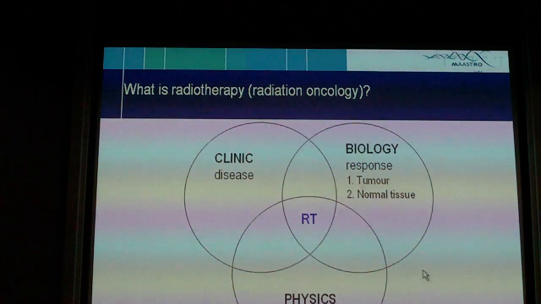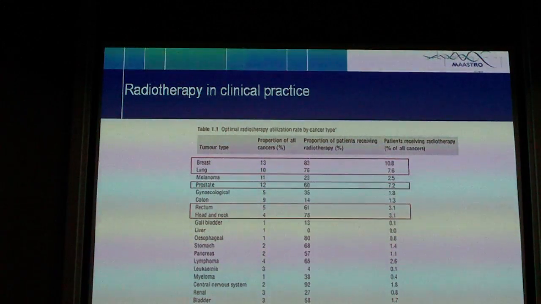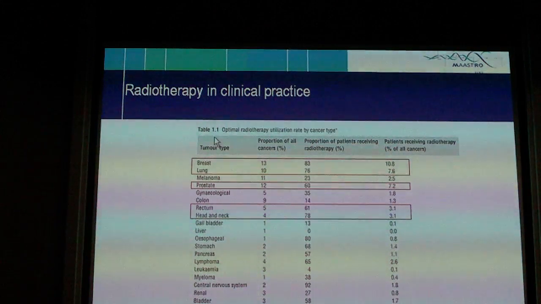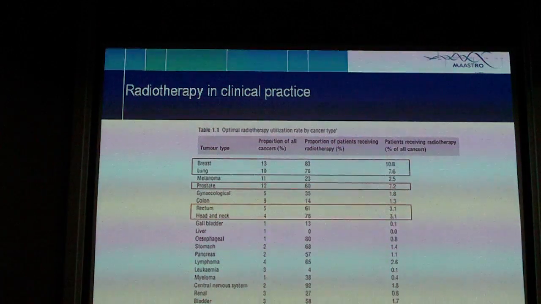And then in the third part, there's also some radiation physics behind it. So how does it look in clinical practice? How many patients and what kinds of cancers receive radiotherapy as a treatment? Over here you have the tumor type, which goes from breast, lung to unknown or other tumors. This is the proportion of all cancers, so how many percent of the patients who have cancer get breast cancer or lung cancer.